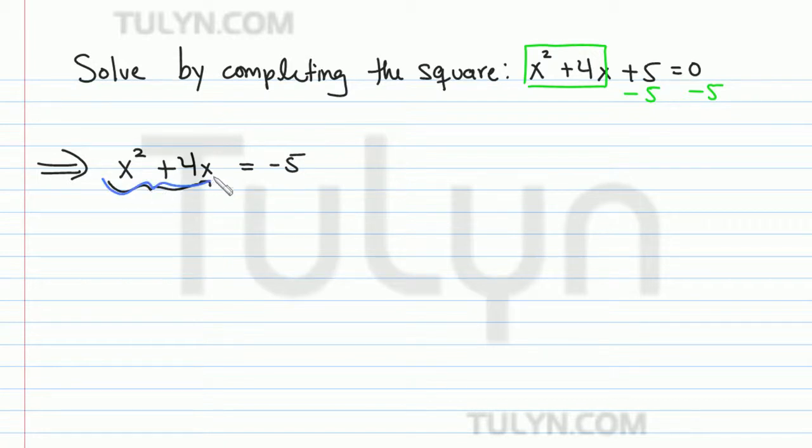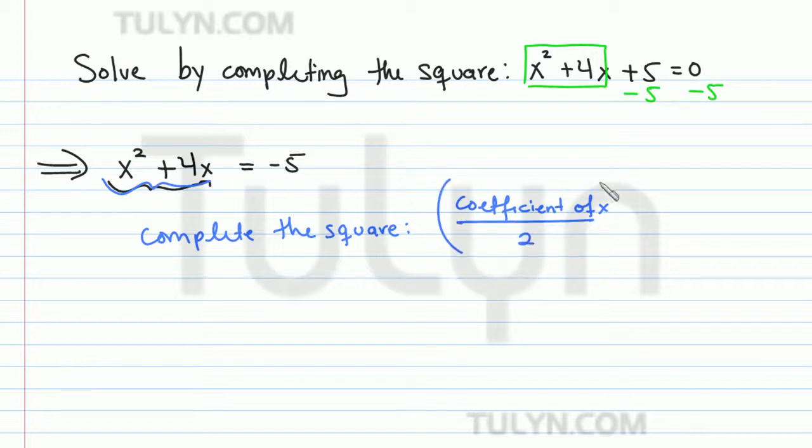So let's recall that to complete the square, what we do is we take the coefficient of x, we divide it by 2, and then we square the result, and that is going to be the constant term in our perfect square trinomial.